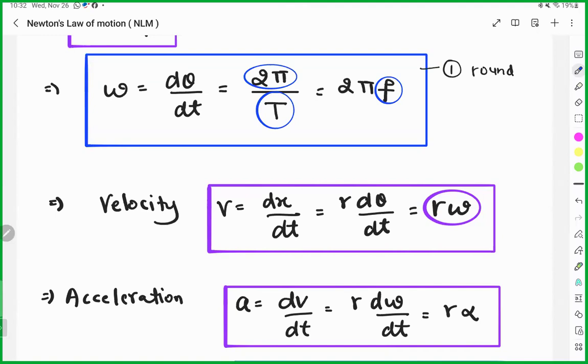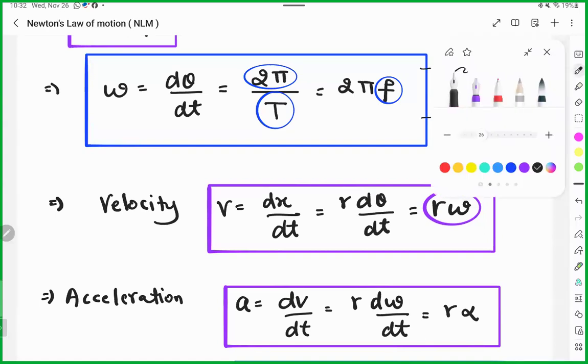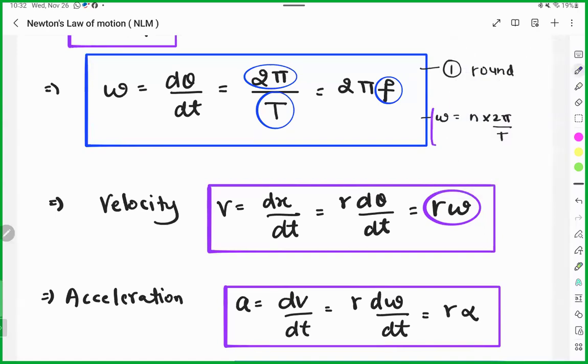If you have multiple rounds, how to calculate omega? It will be n times 2 pi by T if you have multiple rounds. If you have multiple revolutions, then you multiply by n.